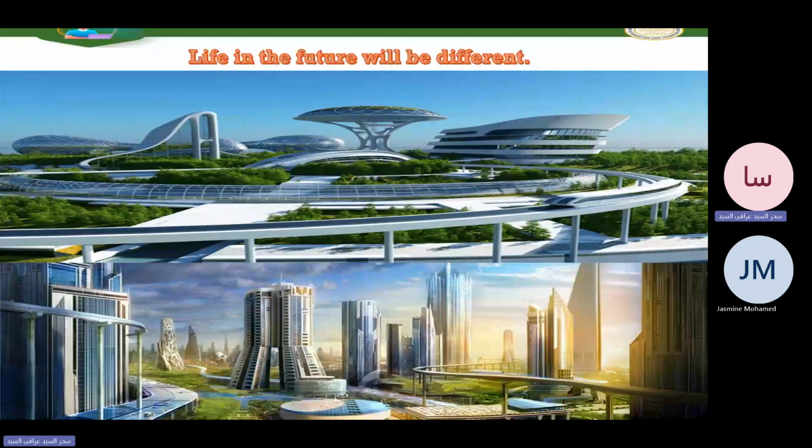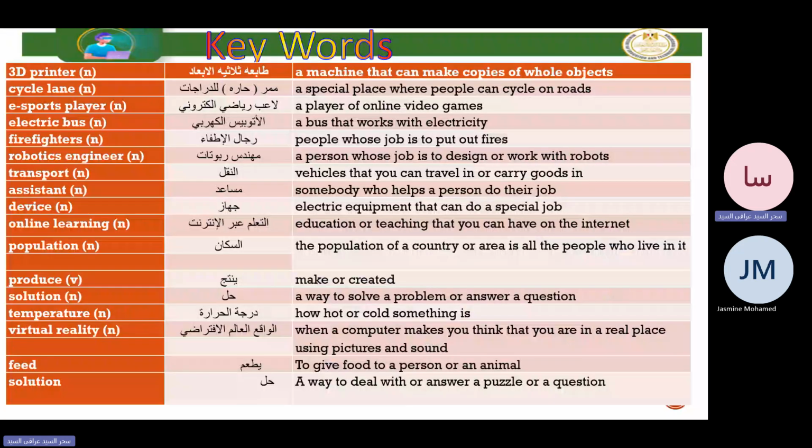Before we start, let's have some new vocabulary related to our unit. What do we mean by 3D printer? It's a machine that can make copies of whole objects in 3D. Cycle lane: it's a path, a special place where people can cycle on roads. E-sports player: E means electronic, any game that we can play on the internet. A player of online video games. Electric bus: a bus that works with electricity. It's friendly to the environment.